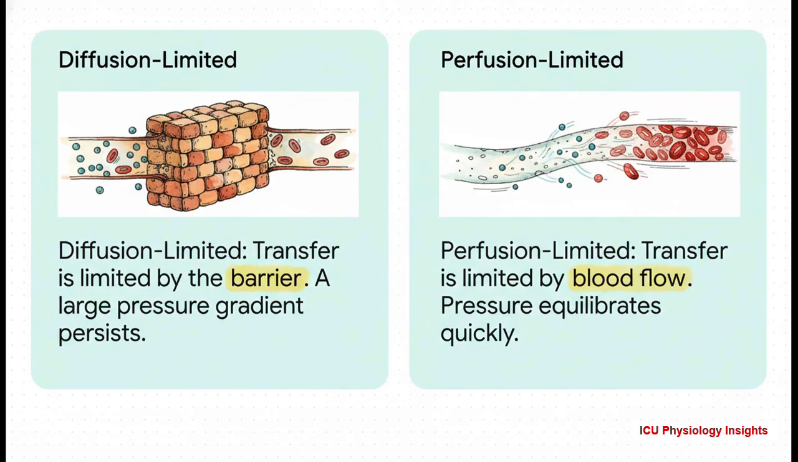This leads us to two very different situations. We say a gas is diffusion limited if the transfer rate is capped by the properties of the membrane, how thick it is, how much area there is. In this case, you'll see a big pressure gradient that lasts all the way down the capillary. On the other hand, a gas is perfusion limited if it crosses the membrane so fast that the blood equilibrates almost instantly. At that point, the only way to get more gas across is to bring more blood flow to the lungs.